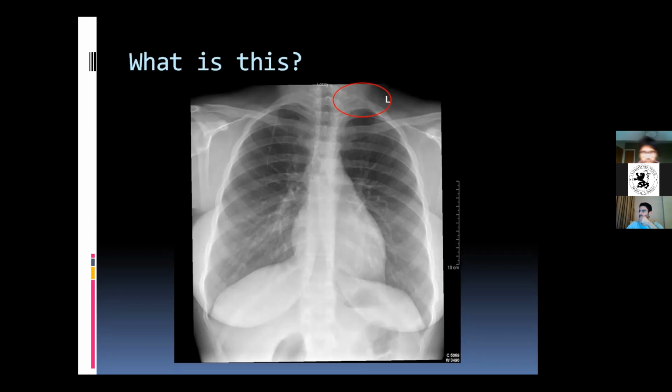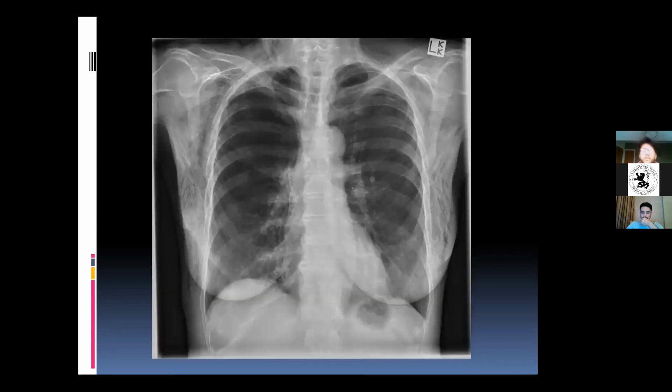Okay, so last one. What do you see here? We talked about bones, and remember the B in ABCDEF stands for bones and soft tissue. What do we see here? And you have to always evaluate this as well. Good, excellent. It is subcutaneous emphysema.